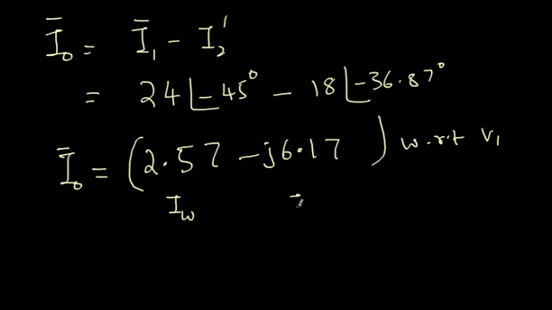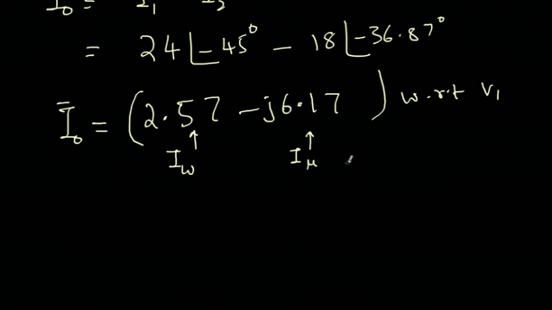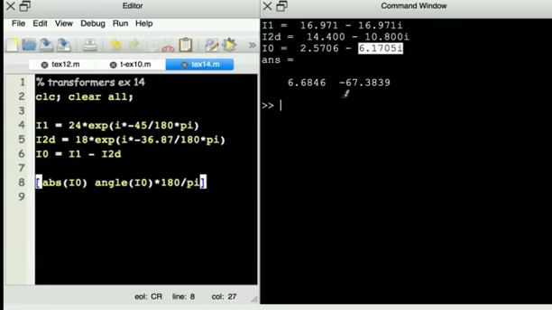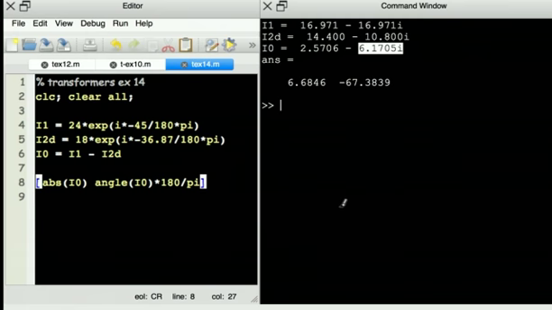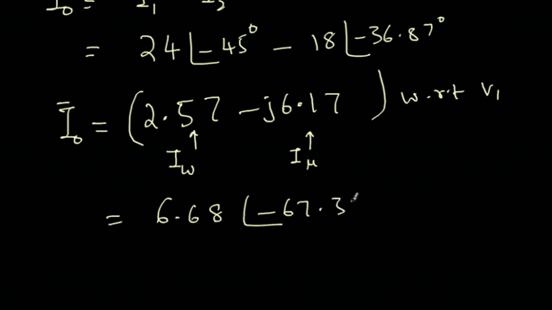So that is the magnetizing component of the current. So we are also able to get the components of the currents. And when I convert into the magnitude and angle, I'm getting 6.68 of the current, and then minus 67.38 degrees as my angle. So this is my no load current of the transformer.